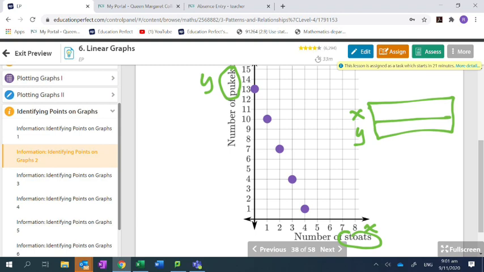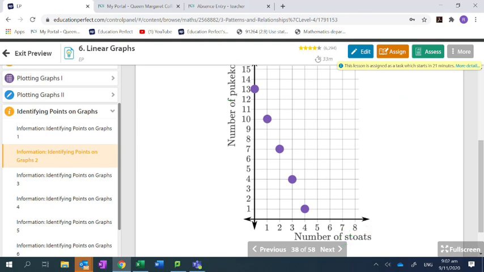If you have just N's and T's, you could put a line through it if your pattern allows. But if it's just X's and Y's, you definitely can. So all we're going to do is read these points and make our chart.